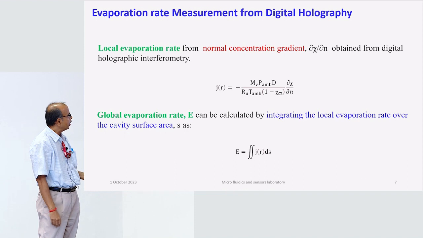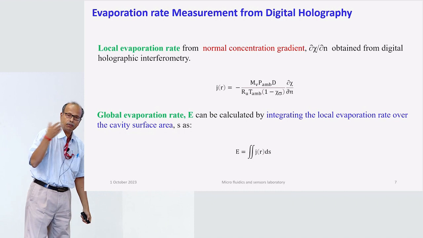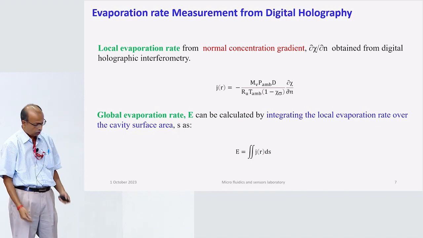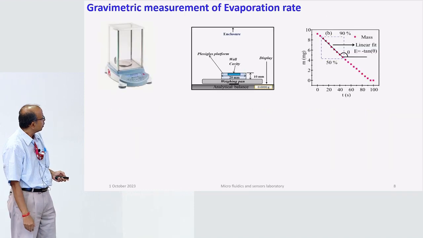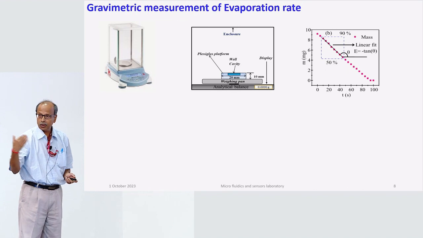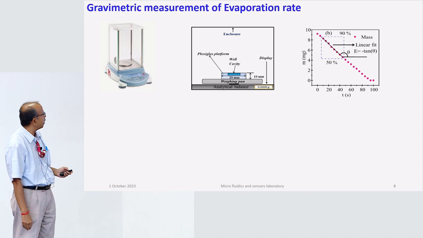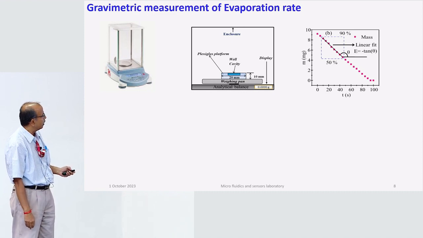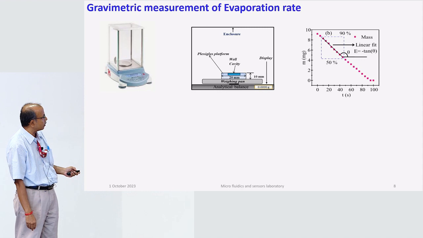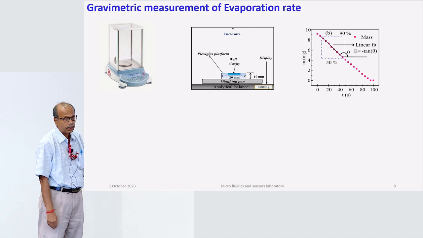So now we have the local evaporation flux, the mole fraction distribution, and the total. With so many complex steps happening, you always wonder whether you are doing the correct thing, or whether there is a mistake in the experiment or in your data analysis. So, just to evaluate ourselves, we did a gravimetric measurement of the evaporation rate in a high precision electronic balance. We put the well cavity there and look at the change in mass with respect to time, and this is how it changed with evaporation.